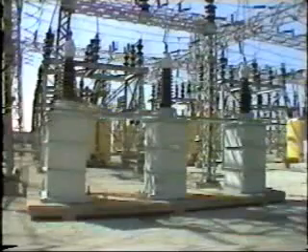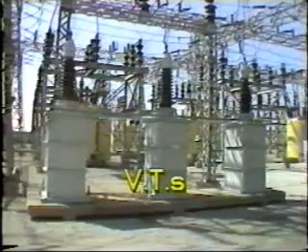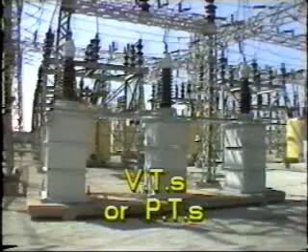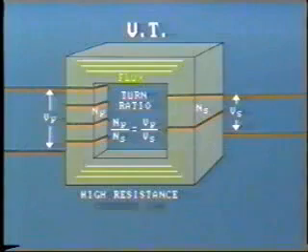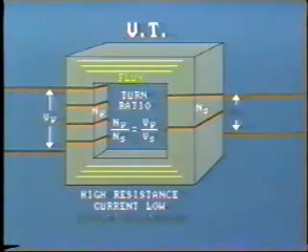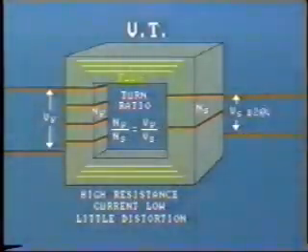Now let's turn our attention to voltage transformers, VTs. In many areas, these are called potential transformers, PTs. Either term is recognized and understood. In contrast to the CT, the voltage transformer has primary and secondary windings of many turns, both with high resistance to current flow. As a result of this high impedance, the current flow is very low, and the voltage in the secondary suffers little or no distortion in representing the primary. The secondary voltage is usually 120 volts.